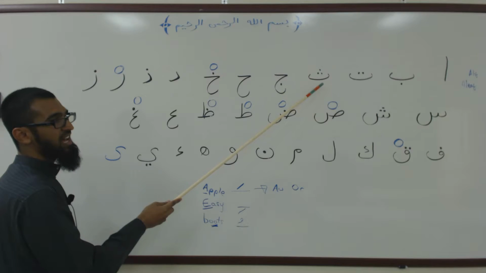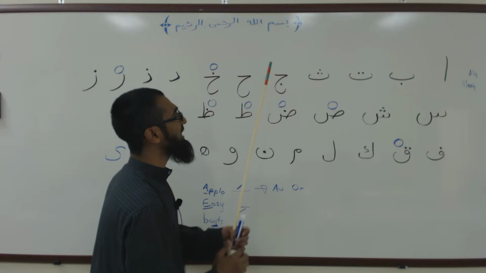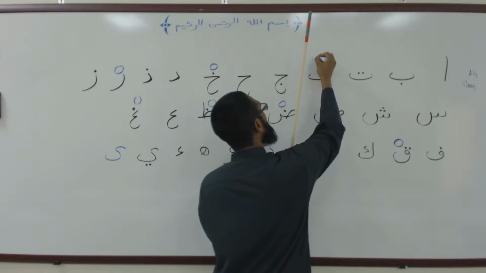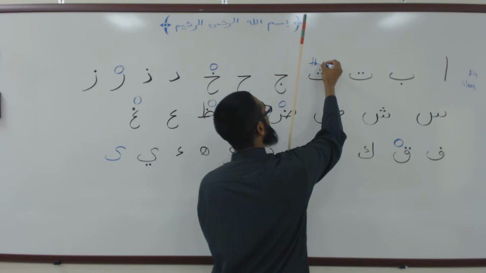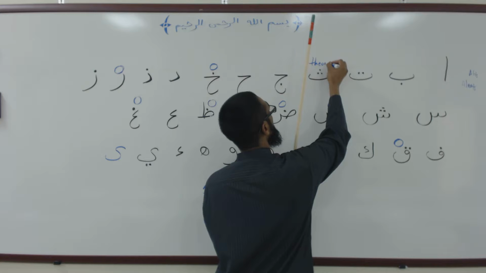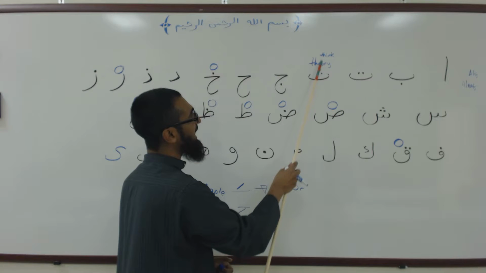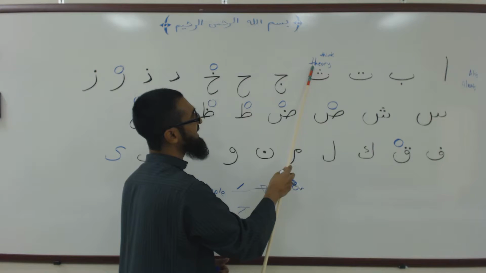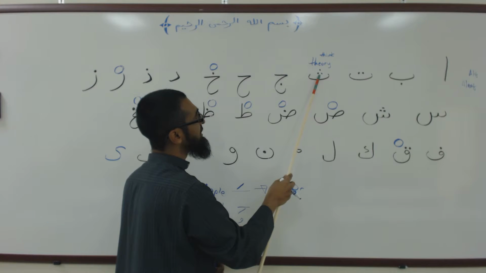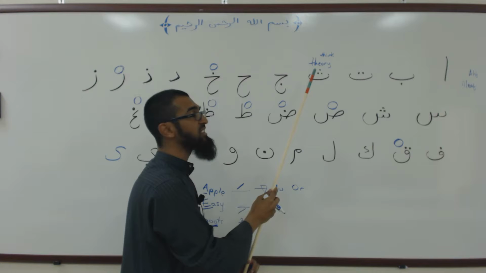Tha has 3 dots. Tha is not pronounced as an S. It's pronounced as a TH, like in the word theory. A theory. In the word think. I think. This is the tha. We wouldn't say I sink, and we wouldn't say a seory. I think about a theory. So tha, the TH sound.